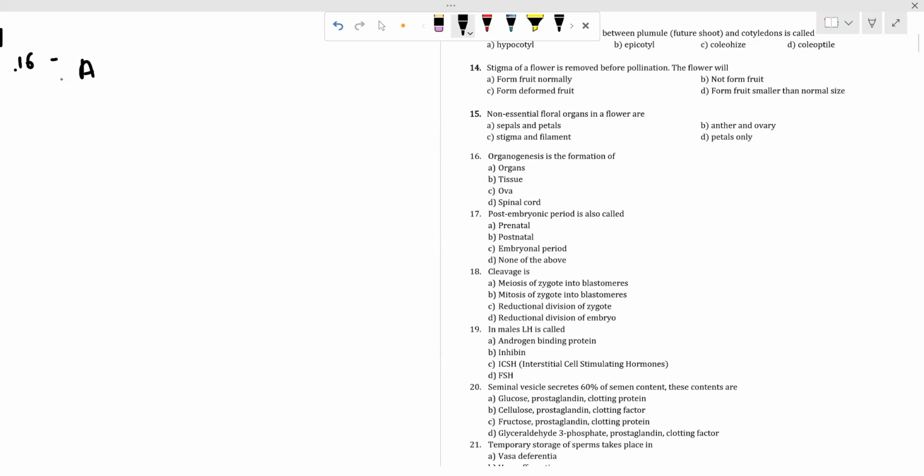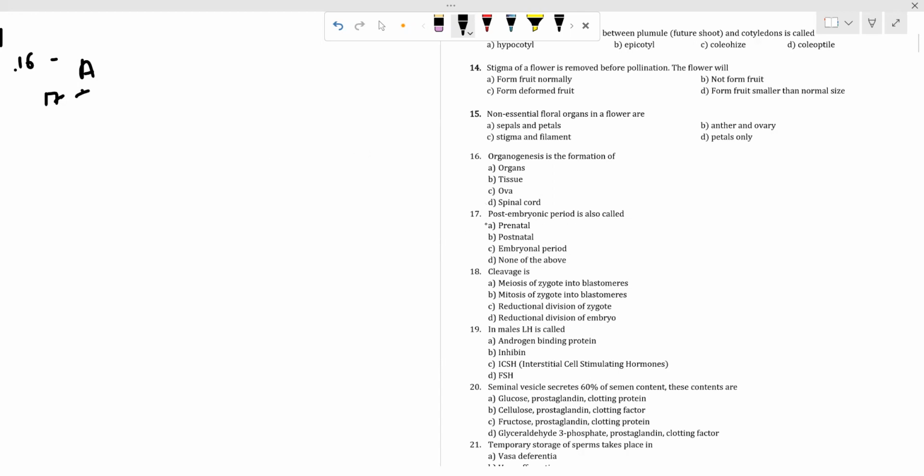When does it start? Organogenesis begins when the gastrulation is completed. Okay, let's move on to the 17th question. The answer to the 16th question is A, organ.